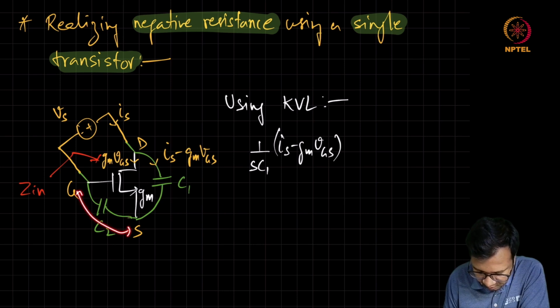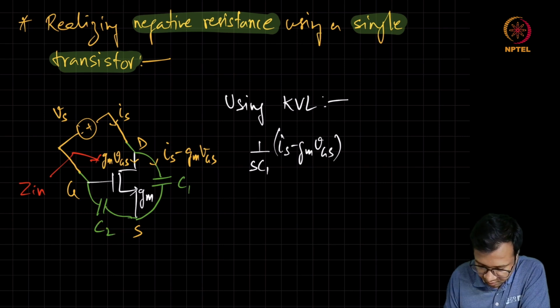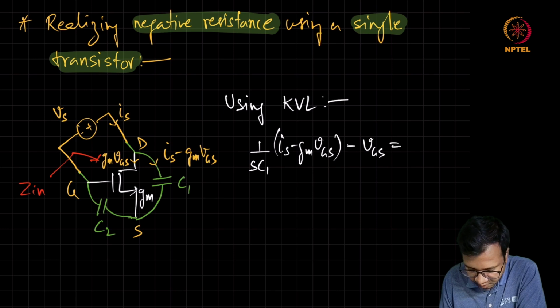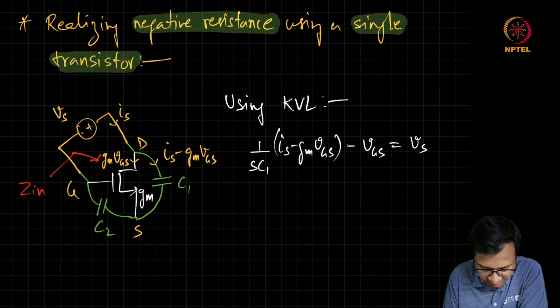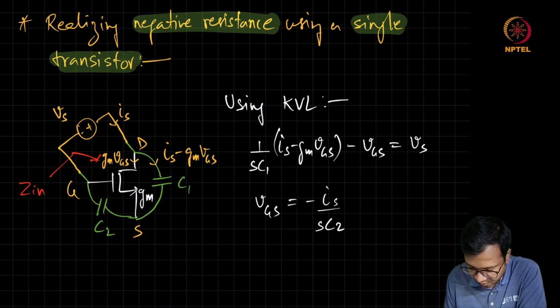and this drop is minus VGS, which is also equal to finally this current which is Is, so Is into 1 by SC2. So it's going to be minus VGS. This should be equal to Vs, and we can already see that this minus VGS is equal to Is into 1 by SC2. So VGS is equal to minus Is by SC2.